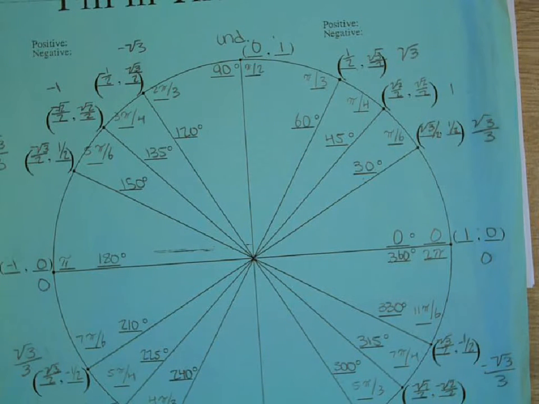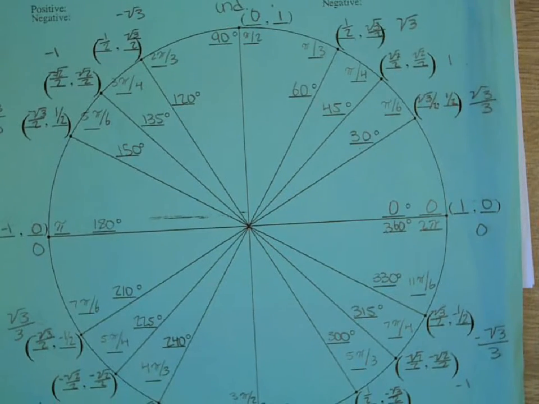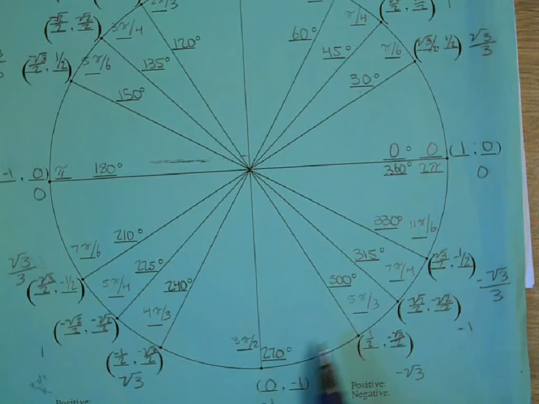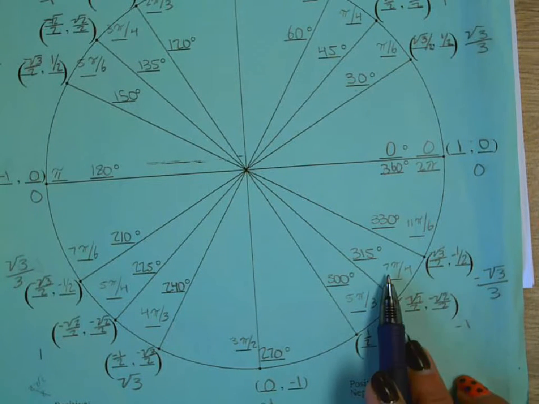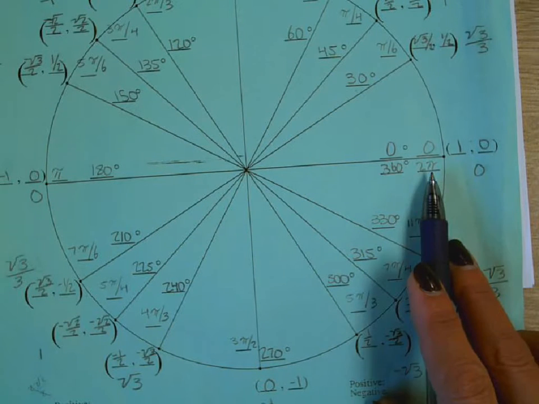225 divided by 180. Math, frac, 5/4. Okay. Next one. After the 270, we're at 5 pi over 3, 7 pi over 4, 11 pi over 6, and 2 pi.